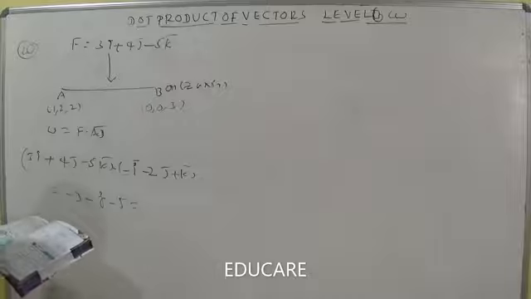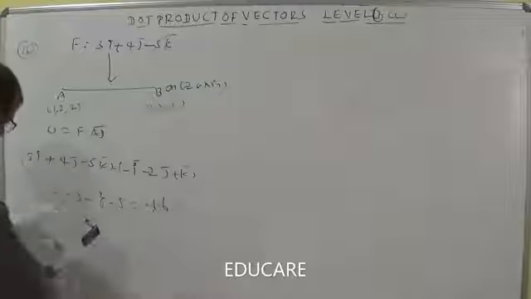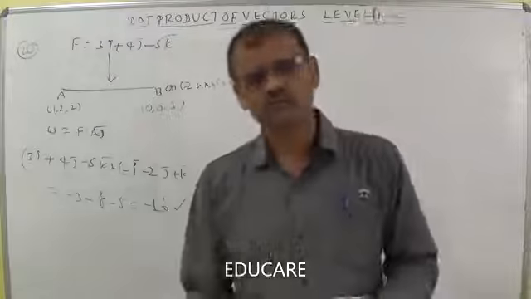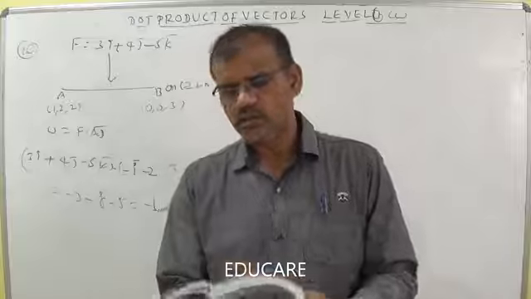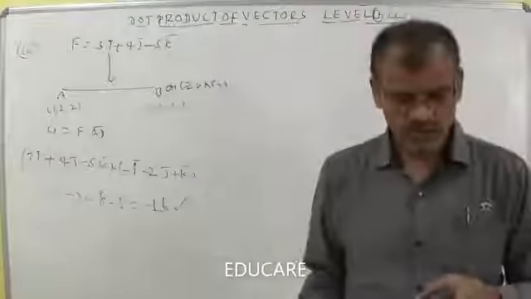So we get minus 16. There is no modulus. If the work done you get is negative, you put the minus sign and think of it as work done in the negative direction.